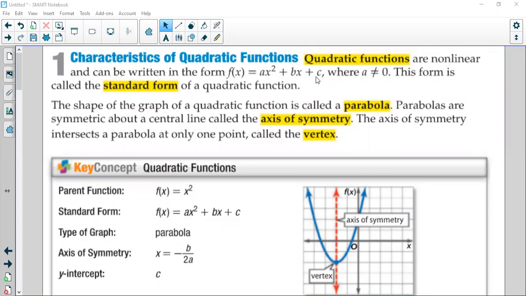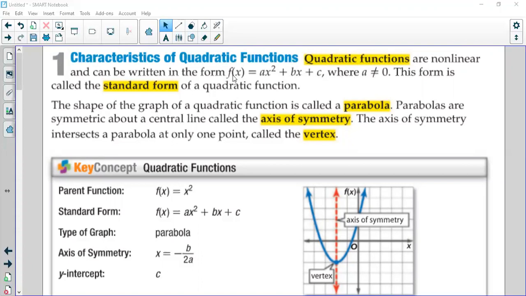Ax squared plus bx plus c is the form of the quadratic we had, and now it's going to equal the function output. They give you a little technicality: a can't be 0, because if a is 0, there's no x squared. If this is 0, this whole term is 0, so it's no longer a quadratic. So a has to be something besides 0. All right, so this is called the standard form of a quadratic function. F of x is equal to ax squared plus bx plus c.